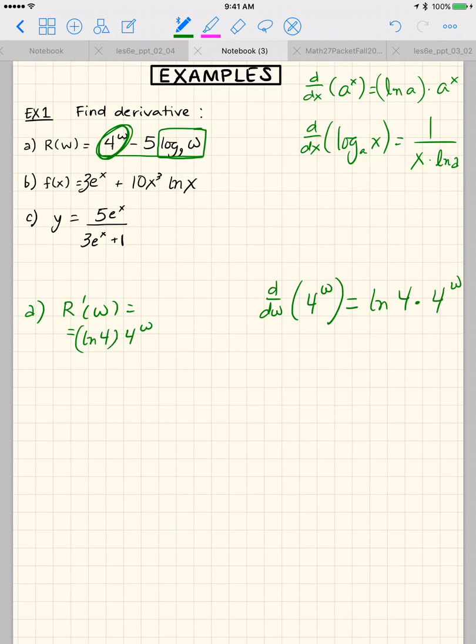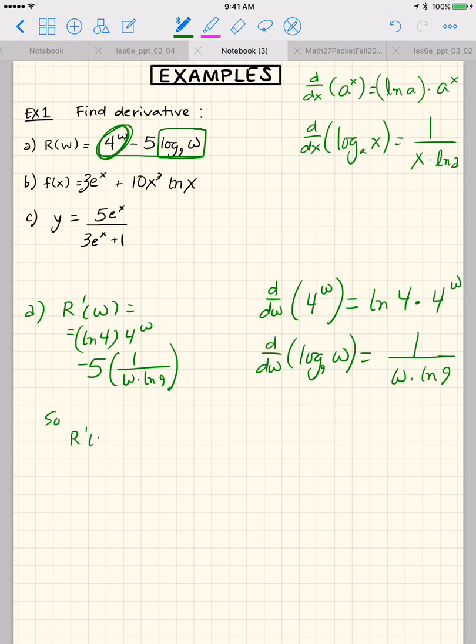And then for the second bit, we need to know the derivative with respect to w of log of w base 9. Here, I'm going to get 1 over w times natural log of 9. So we'll put in here minus 5 times 1 over w times the natural log of 9. So r prime of w is equal to the natural log of 4 times 4 to the power of w minus 5 over w times the natural log of 9.